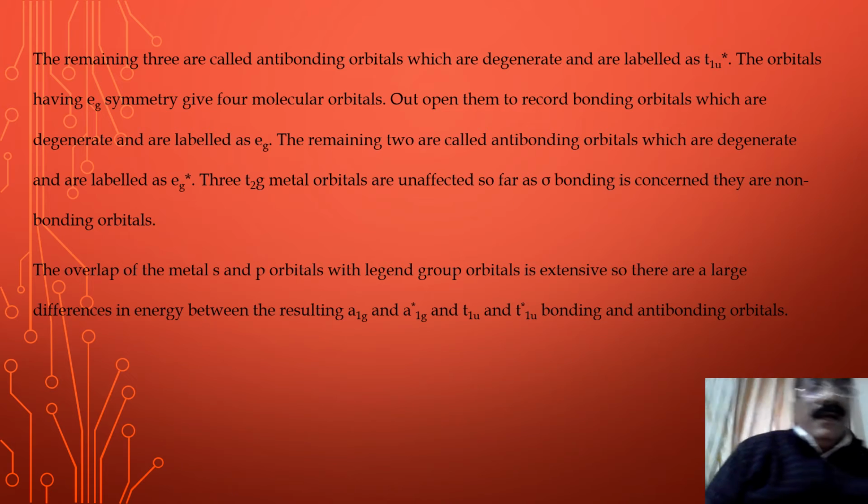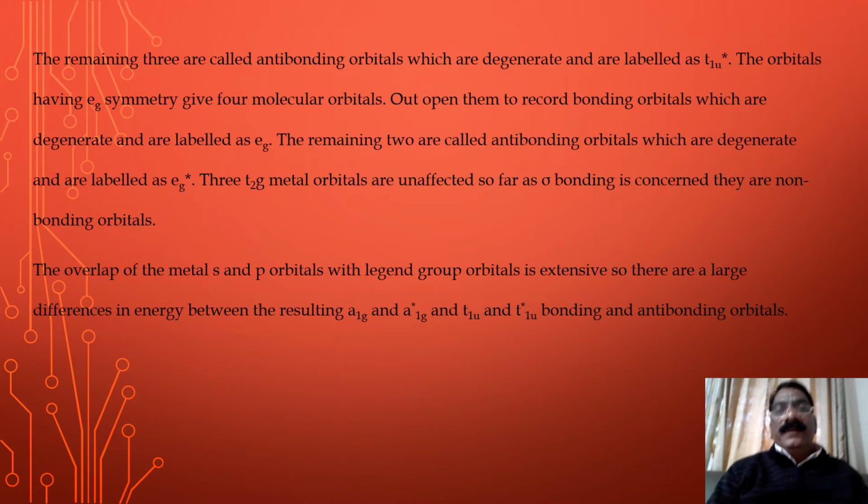The remaining 3 are called antibonding orbitals which are degenerate and are labeled as T1U star. The orbitals having EG symmetry give 4 molecular orbitals. Out of them, 2 are called bonding orbitals which are degenerate and are labeled as EG. The remaining 2 are called antibonding orbitals and they are degenerate and labeled as EG star.